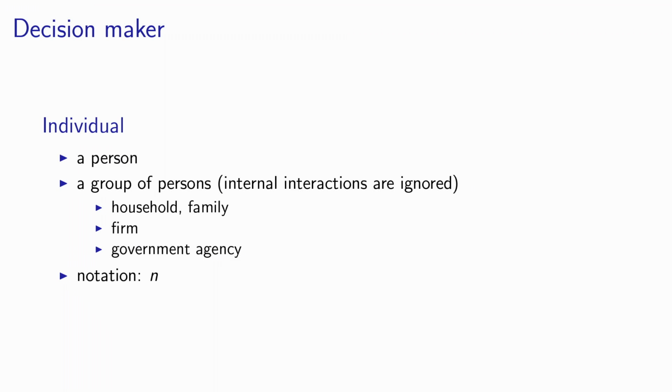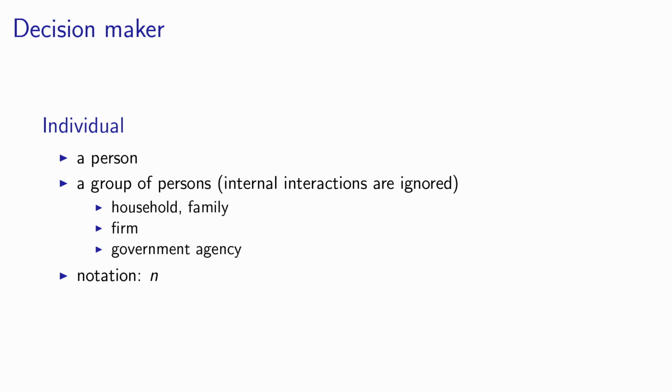Okay, so let's start with the decision maker. In this course, we will assume that the decision maker is an individual, a physical person. Well, actually, this can be a little bit generalized. If you want to apply the methodology to a group of persons, such as a household, a family, or maybe a firm or an agency, this is fine. But in this case, it means that you ignore all internal interactions that are involved in the decision of this group of individuals. So the individual, the person, is the atomic representation of the decision maker.